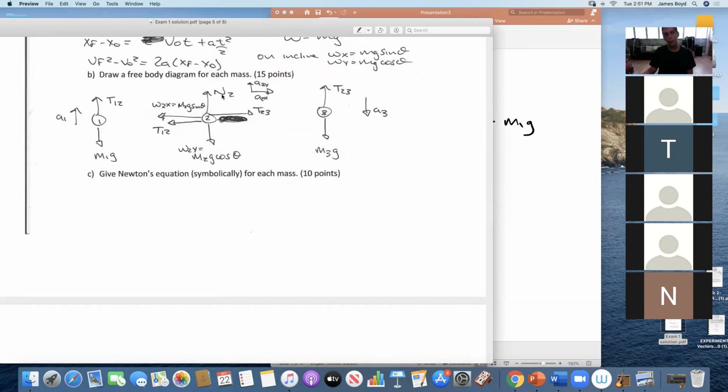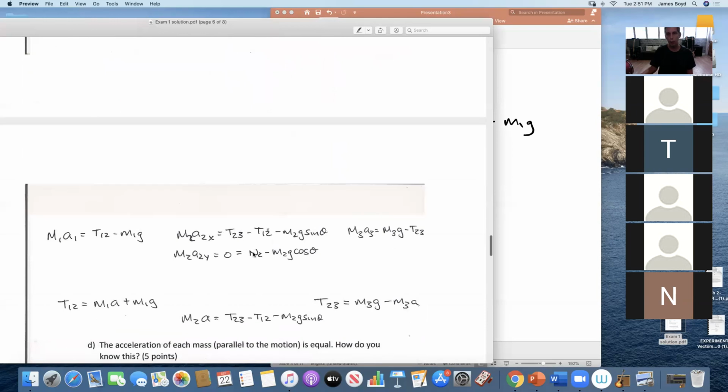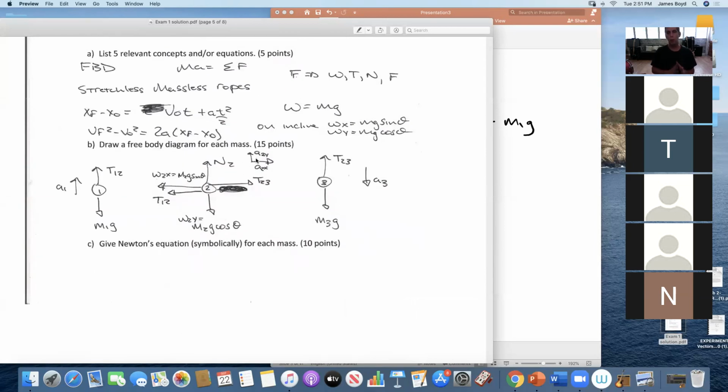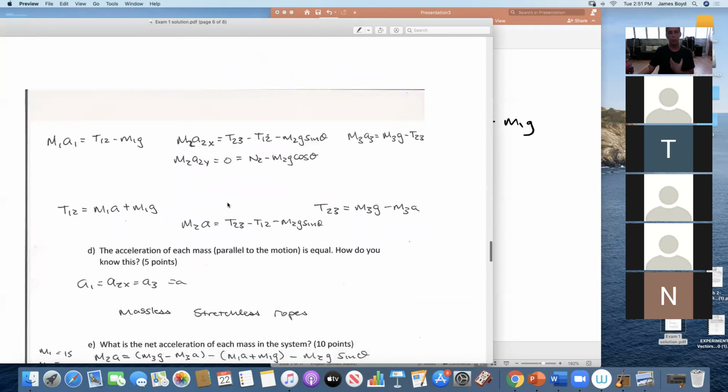In the Y, we know that this is M2AY is equal to N2 minus M2G cos theta, which is exactly what I wrote here. You can put the 0 in if you want right away. You know that the Y is 0 because it can't leave the surface. In the X, this is why I have you draw a positive acceleration vector. I chose to the right to be positive. So M2A2X is T23 minus M2G sine theta minus T12. And so that's what I have here.